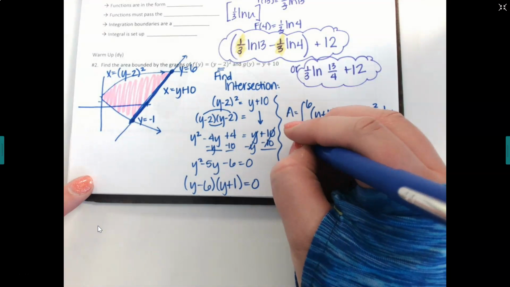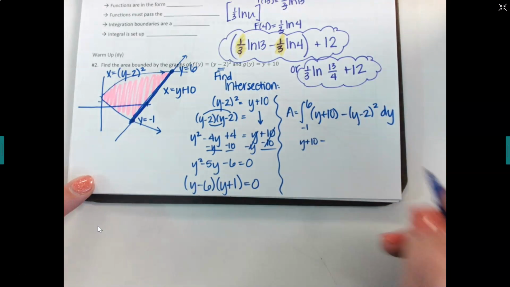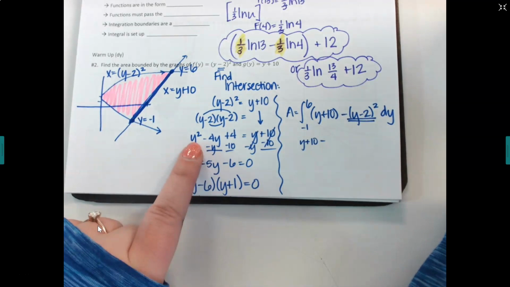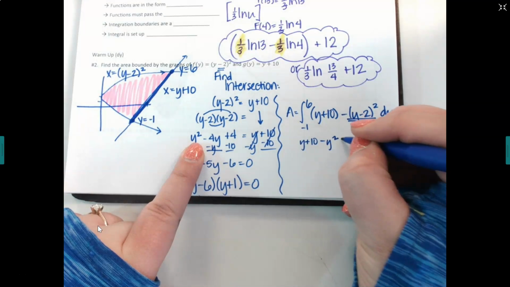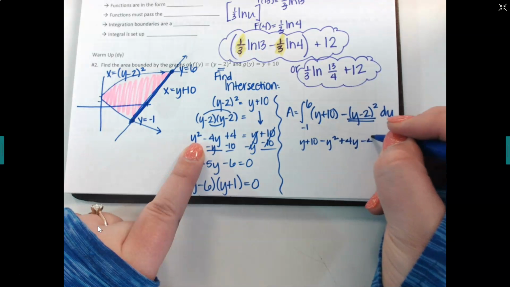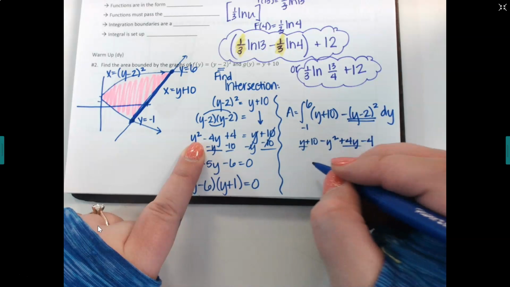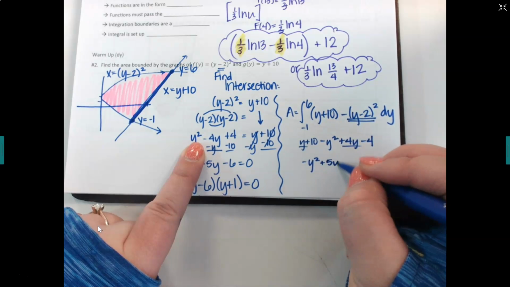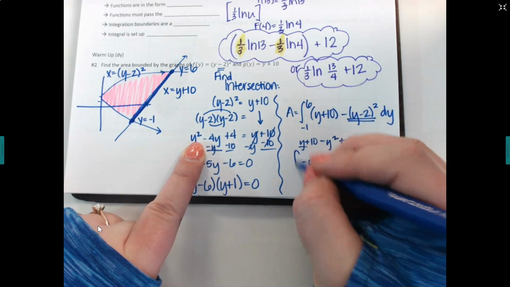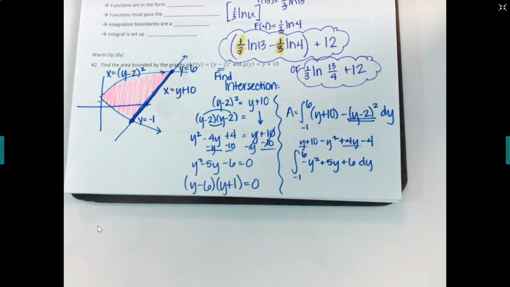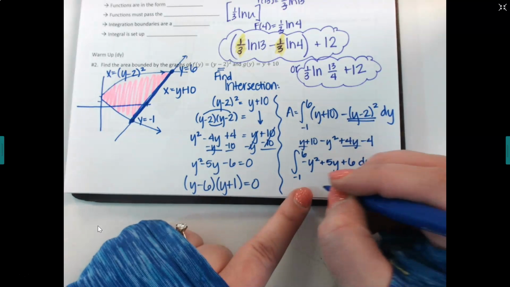Don't write it down if you don't want to. But look, you'd have y plus 10 minus, and when I expand this, remember how it was y squared, then plus 4y, and then minus 4. And then I would take this y and that y. I'd have negative y squared plus 5y plus 6. And that's what you'd be taking the antiderivative of. Now, do we understand why all of my signs here are the opposite of what they are here because of the minus? Does that make sense? And then, etc.